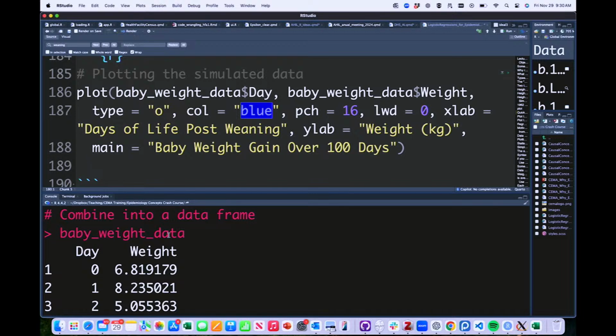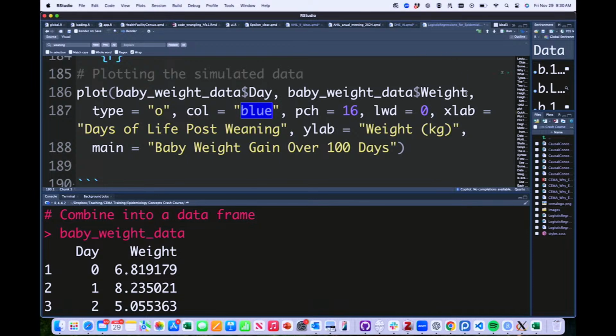So if you then plot that information, we are saying we want the baby weight data. That's your data frame. Select for me the column day. That column day is going to be your x-axis in the plot. And comma, the data frame again. And then select for me column weight. That is your second column, and that will be your y-axis. Plot takes x, comma, y.